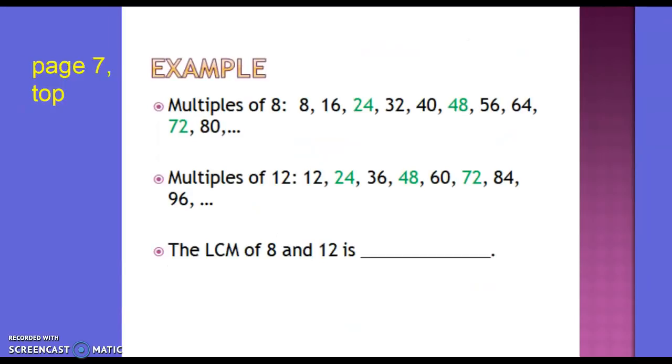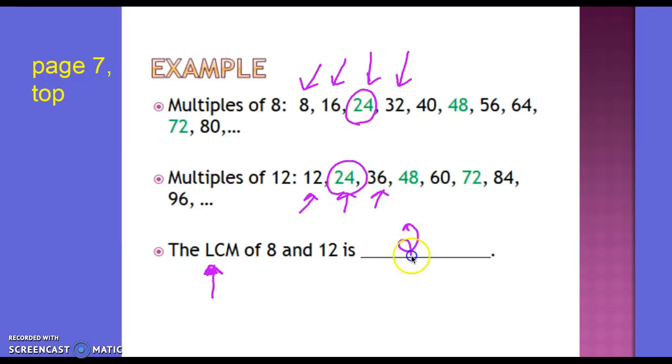All right, please turn to page 7 at the top. Here's an example. Listed on the top of your paper are multiples of 8 and multiples of 12. So here we have 8 times 1, 8 times 2, 8 times 3, 8 times 4, and so on, and the same thing with the number 12: 12 times 1, 12 times 2, 12 times 3, and so on. Highlighted in green are the ones they have in common. They have 24, 48, and 72 in common. What we're looking for is the least, the L stands for least, the smallest one that they have in common. So that would be 24. The least common multiple of 8 and 12 is 24.